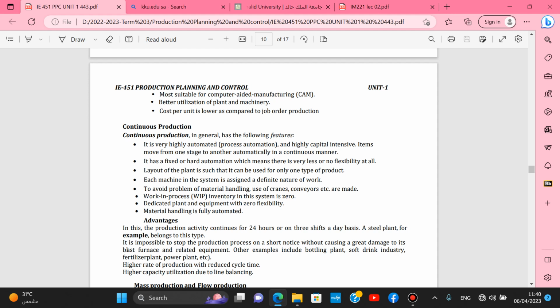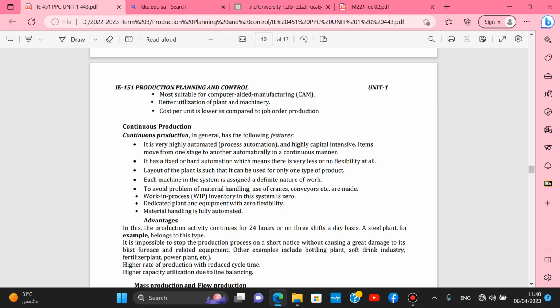Each machine in the system is assigned a definite nature of work to avoid problem of material handling. Use of cranes, conveyors, يعني بنستعمله عادة conveyors علشان يكون ما في توقف في الشغل، على طول بيمشي 24 ساعة ل 24 ساعة. Working process inventory in this system is zero and dedicated plant and equipment with zero flexibility. Material handling is fully automated، يعني المانجمنت كله automated، ما في working process، يعني البروسيس بيمشي لحاله.